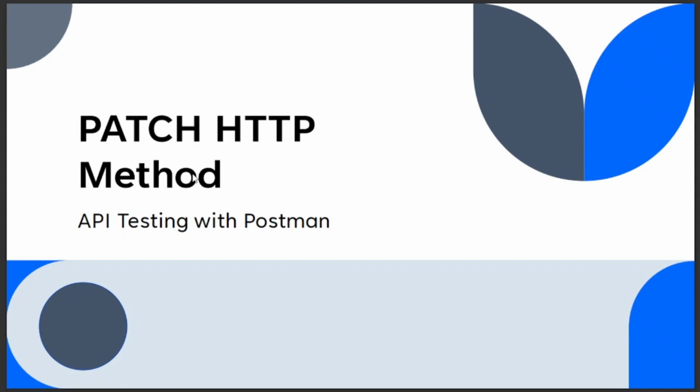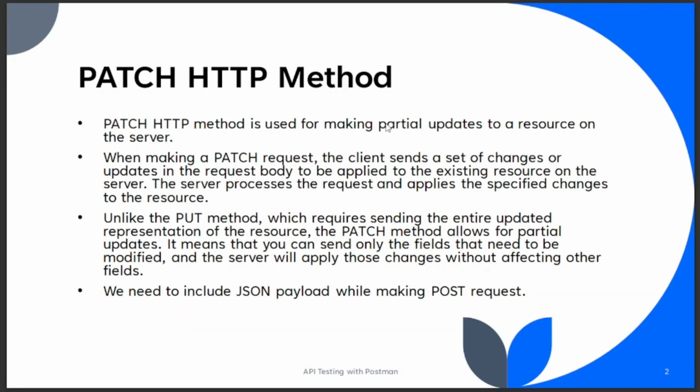The PATCH HTTP method is used for making a partial update to the resource on the server. While making a PATCH request, we'll send a set of data in the request body. Here also we need to send data in the request body so that it can apply to the existing resource on the server, guys. Once the server receives that request, it will process it and apply the specific changes to the resource.